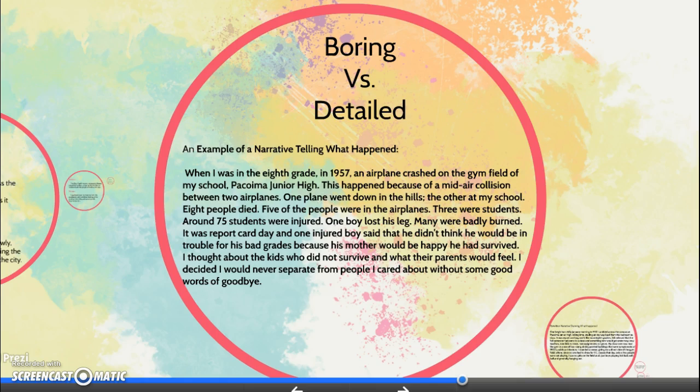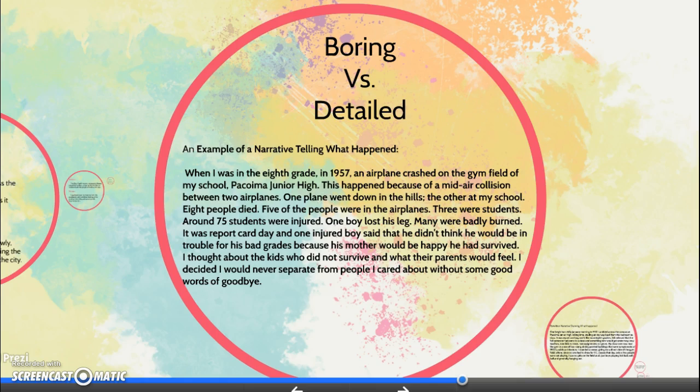When I was in the 8th grade in 1957, an airplane crashed on the gym field of my school, Pacoima Junior High. This happened because of a mid-air collision between two airplanes. One plane went down in the hills, the other at my school. 8 people died. 5 of the people were in the airplanes. 3 were students. Around 75 students were injured. 1 boy lost his leg.